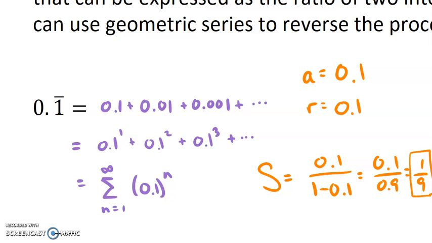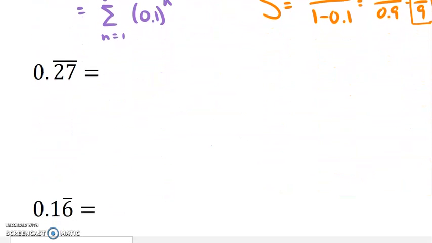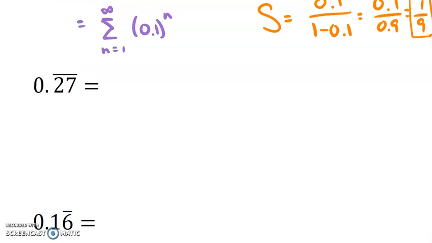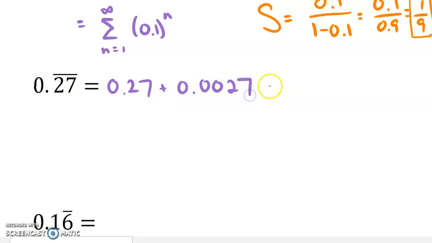We can try this with a slightly more complicated repeating decimal. This one has 2 digits in its repeating form. So when we rewrite that, we would say, this is 0.27 plus 0.0027, and then plus 0.000027, etc.